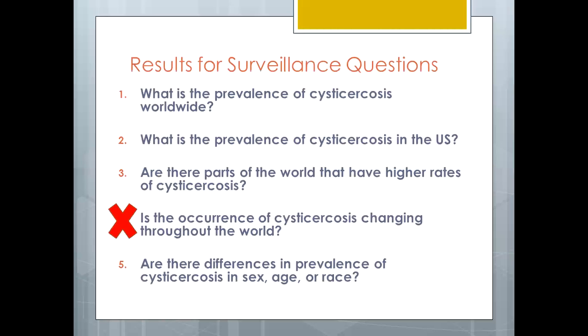So looking back at my surveillance questions, I wanted to see which ones I was able to get data for or answers to, and which ones are left untouched. So I was able to find information on the prevalence of cysticercosis in the US and worldwide, and that there were some parts of the world that had much higher rates, sub-Saharan Africa, Latin America, Asia, for example. I was unable to find information on whether or not the dynamics of the prevalencies are changing throughout the world, because there's no real information about change over time in frequency. I was able to find a little bit of difference with regard to some of those demographic questions, like sex, for example. Recall the meta-analysis in China where the male to female ratio of cases was 2.4 to 1.